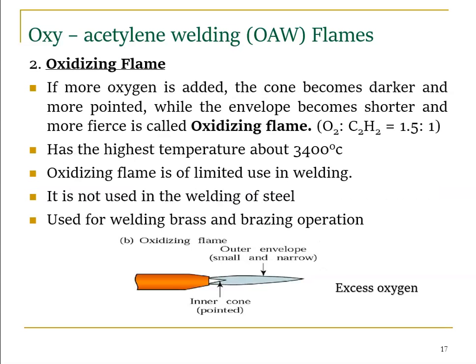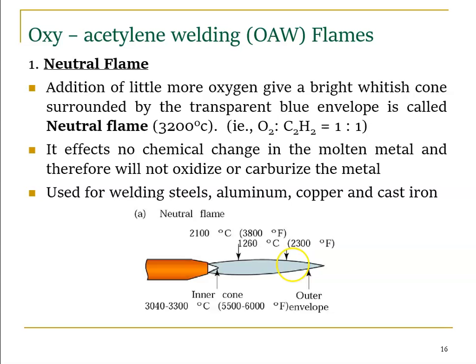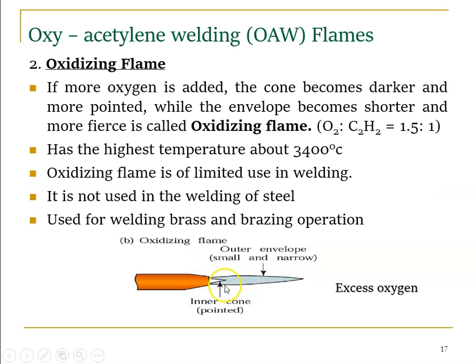The second flame is the oxidizing flame. Compared to the neutral flame, this is a thinner flame. In the oxygen-acetylene mixture, the oxygen content is more, 1.5:1. If more oxygen is added, the gold cone becomes darker and more pointed, while the envelope becomes shorter and more fierce. This is called the oxidizing flame. It has the highest temperature, about 3400 degrees Celsius.